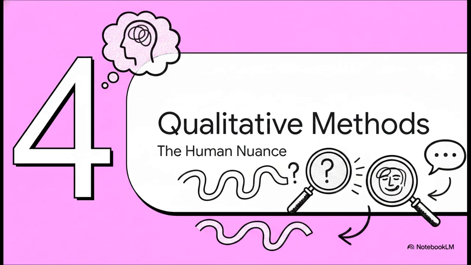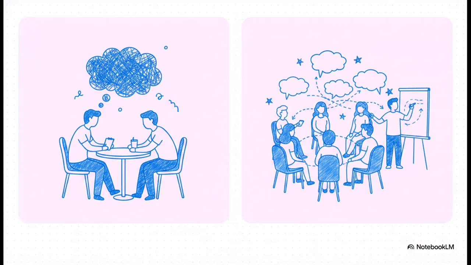Okay, let's switch gears. Section 4, qualitative methods, the nuance. While those hard numbers tell us what is happening, qualitative methods reveal the why. Whether you're diving deep into one-on-one interviews or hosting dynamic multi-person focus groups, you are hunting for the underlying motivations, the behaviors, and the deep context that numbers simply cannot capture on their own.